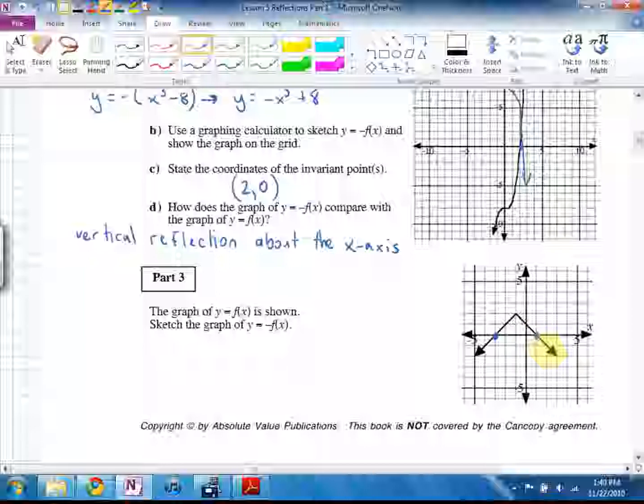Sally, this point right here to the left of this invariant point, how high is it originally? Negative 1. How high will it become? This one's 0. Oh, and they're connected. Hey, this point right here, 1 to the right of the invariant point, how high is it originally?